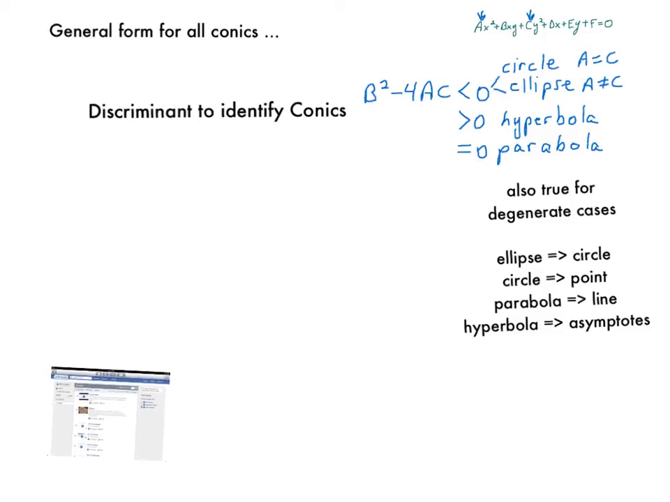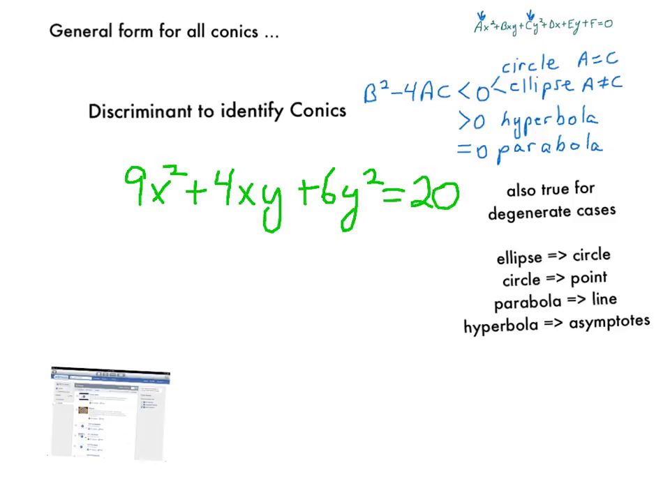All right, so let's do an example here. Let's say we have this conic. Say we have 9x squared plus 4xy plus 6y squared equals 20. Let's use the discriminant to figure out what we got. In this case, our A is 9, our B is 4, and our C is 6. Remember, if you don't have an xy term, that means B is 0. So B squared would be 4 squared minus 4 times our A value times our C value.